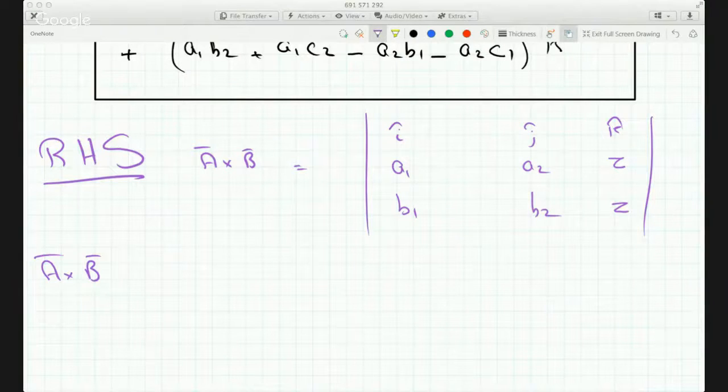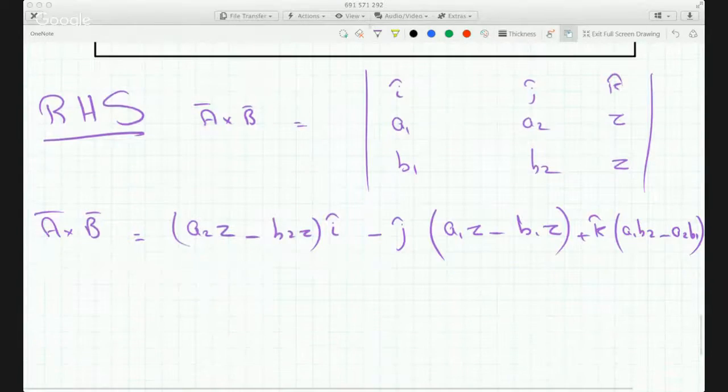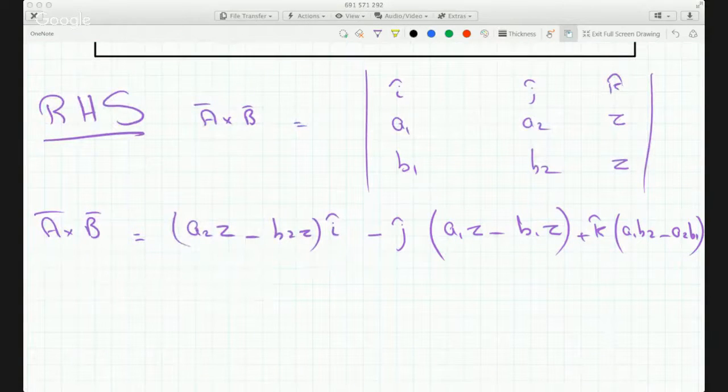Straightforward, we do the same thing. So I'll rush with this since you know how to do the cross product. So we get a2z minus b2z, and that's the i component, right? Minus the j component will be a1z minus b1z, and then the k component will be a1b2 minus a2b1. Already?